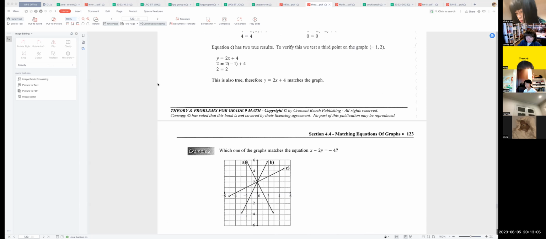Which one of the graphs matches the equation x minus 2y equals -4? So first of all, everybody, you think this equation is the same as the equation we talked about before or something different? Different. 非常好。Thank you, Jason. Okay, because we learn is y equals mx plus b, 对不对? Okay, so first of all, I'm going to change it to -2y equals -4 minus x, and y equals 1/2x plus 2. Everybody, if you don't understand this part, I'm going to stop here, okay?